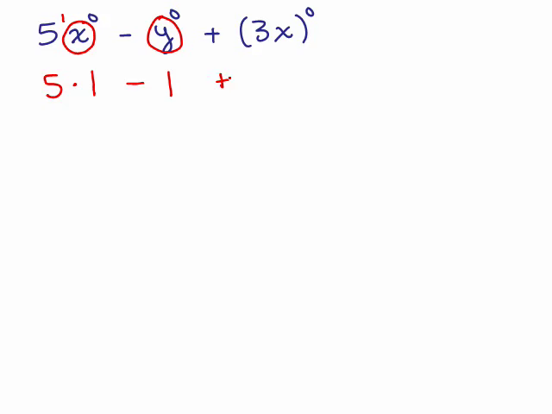And next part, 3x to the 0. So again, it's just something to the 0 power. Anything of that sort is 1. So my final answer here will be 5, right? Minus 1 plus 1 is still going to give you 5.